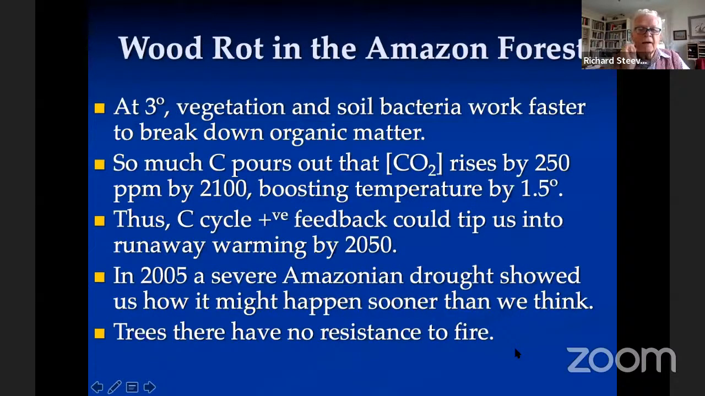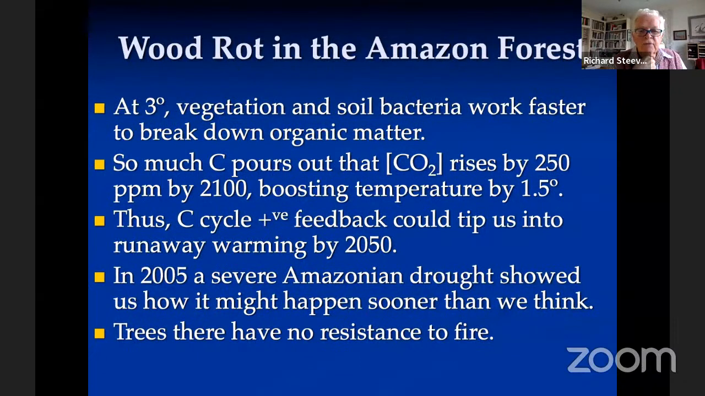Wood rot in the Amazon forest, they point out, is a problem. I didn't see that in that article, but I didn't realize that as thoroughly as I did from what Dottie sent around. But they point out that vegetation and soil bacteria work faster to break down organic matter. And that is kind of a problem, because if so much carbon from the methane of the breaking down of matter pours out, the CO2 concentration will rise by 250 parts per million by 2100, boosting the temperature by just that alone by 1.5 degrees. Thus, the carbon cycle and positive feedback could tip us into a runaway warming by 2050.